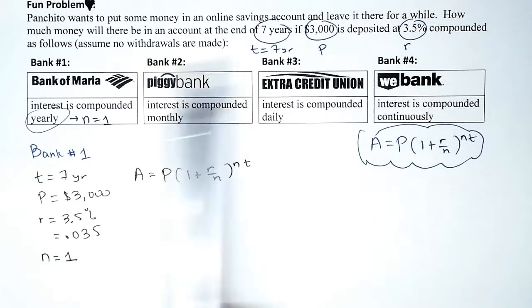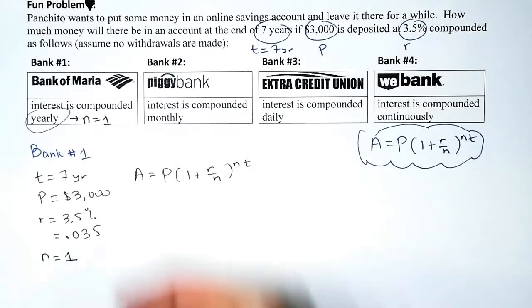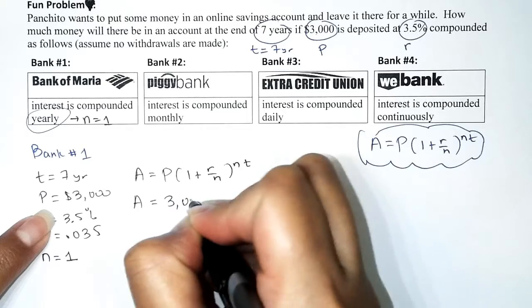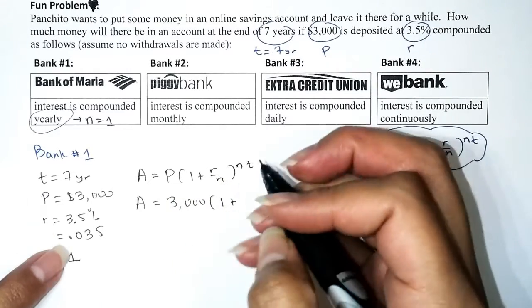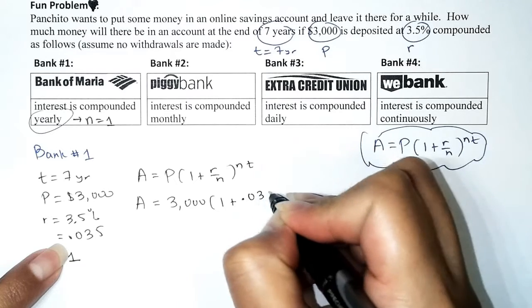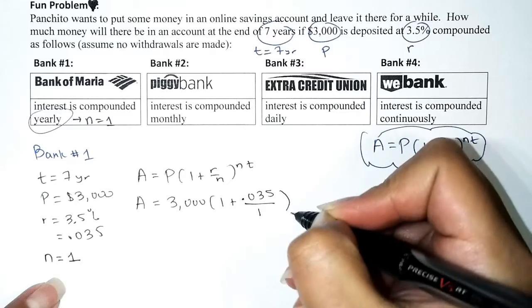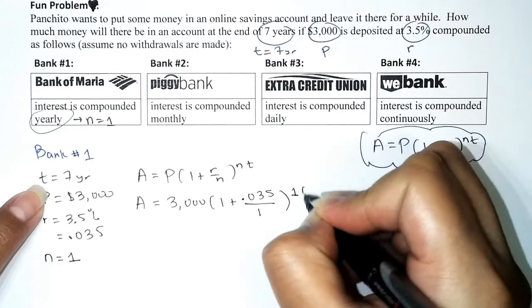So we want to know how much money will there be in an account. So what is that final amount? That final amount is our principal, $3,000, times 1 plus R, where the rate is 0.035 over n, which is 1, raised to the nt power. So n is 1 and t is 7.